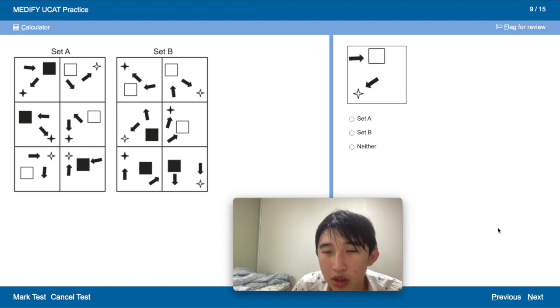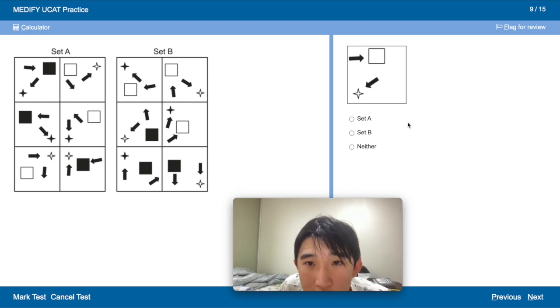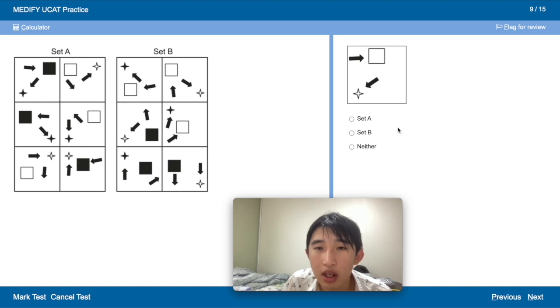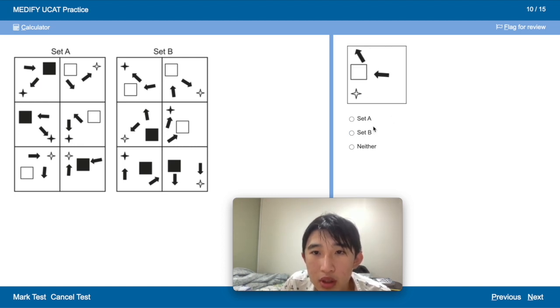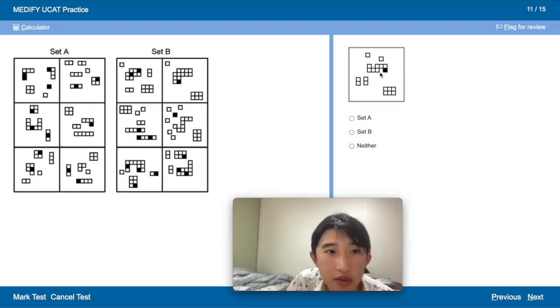I have to do the Alt N, I think I'll be quicker. Alt N is the next question, isn't it? Yep. Pointing towards blank, set B. Neither, there's no arrow pointing towards a star.